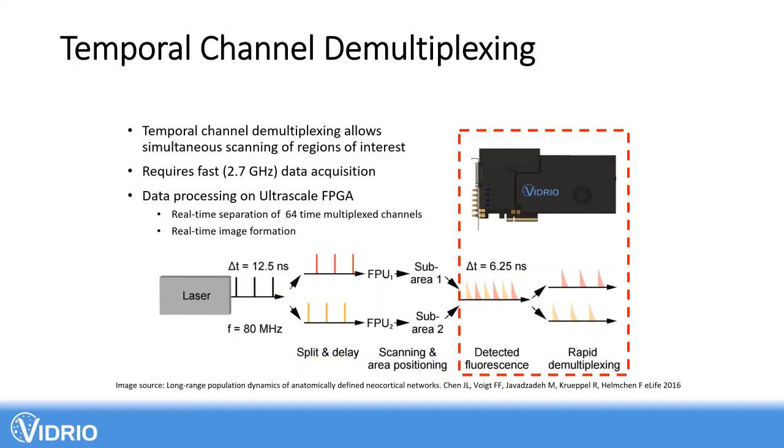So the new vDAQ at 2.7 gigahertz can divide up that 12.5 nanoseconds into 64 time multiplex channels. And this type of approach, as Darcy talked about yesterday, is being pioneered by Ali Pasha at Rockefeller. We've helped him with some of that stuff that he just made the preprint with, and he's trying to take it to the next level now. So this is a really exciting approach, in our opinion.